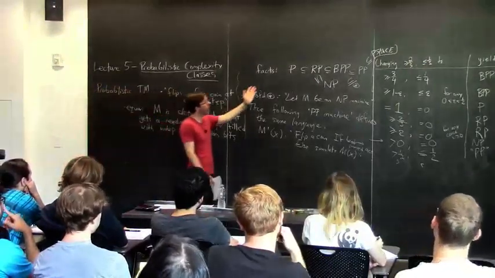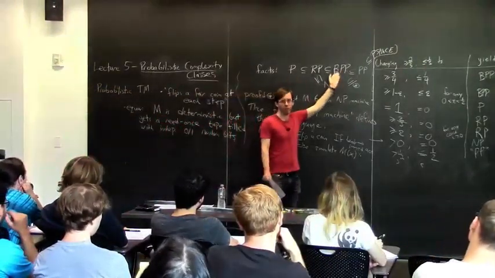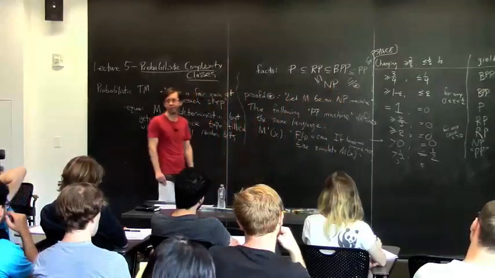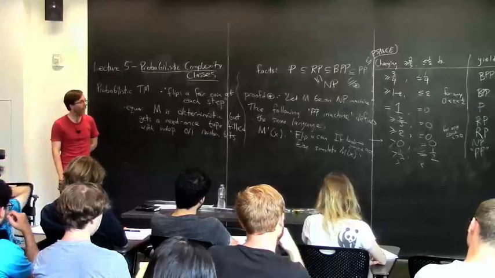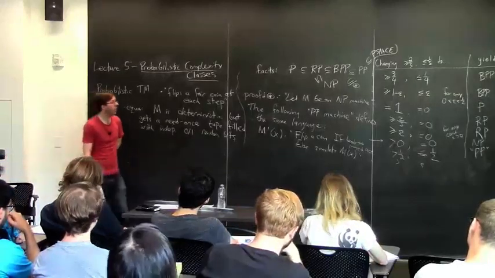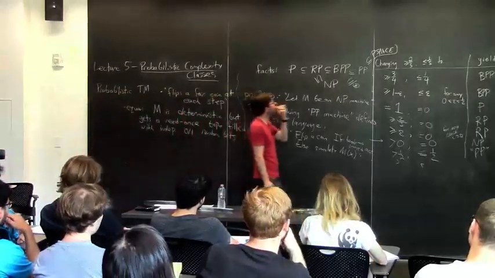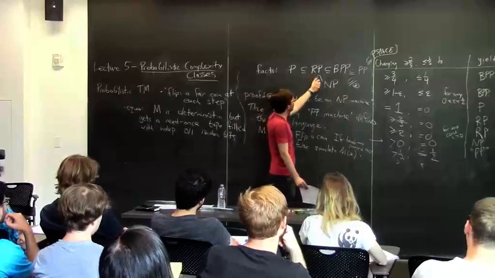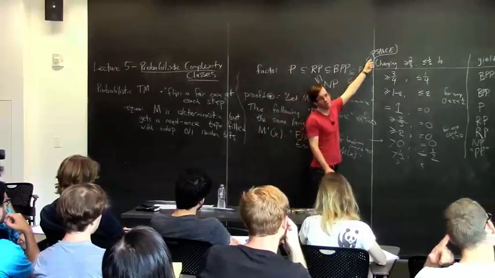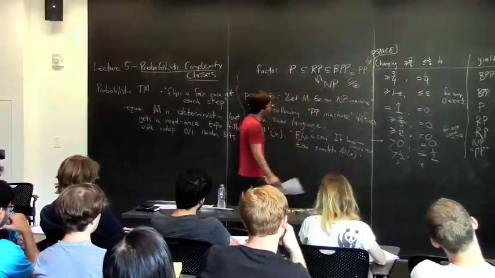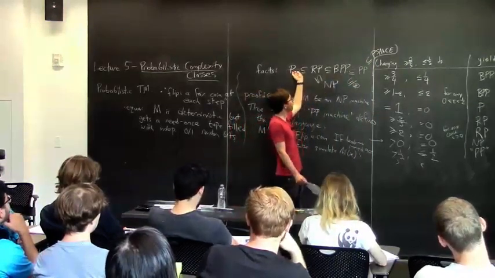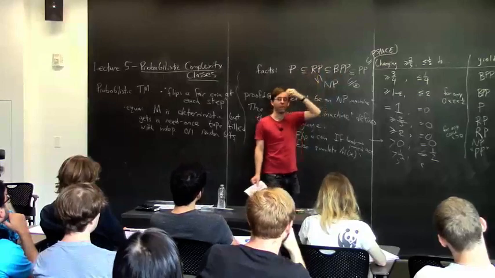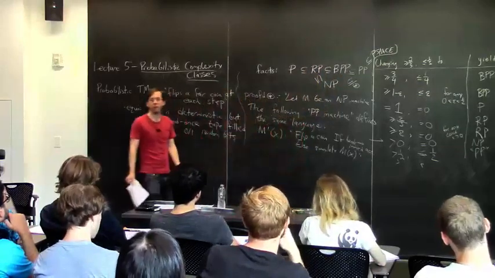And therefore, we don't know that any of these inclusions is strict, because even the outside one might not be strict. So we believe that RP, NP, PP, and PSPACE are all different. But actually, as I mentioned, the majority opinion is that BPP equals P, and so therefore it also equals RP. But we don't know how to prove that.